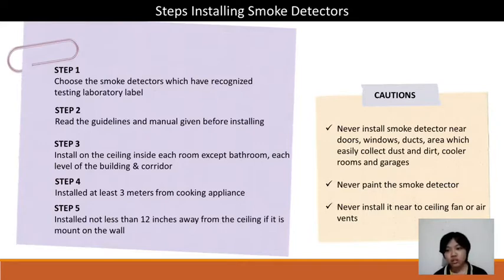There are a few cautions too, and first, never install smoke detector near doors, windows, ducts, areas which easily collect dust and dirt, cooler rooms and garage. Next, never paint the smoke detector and also never install it near the ceiling fan or air vents.